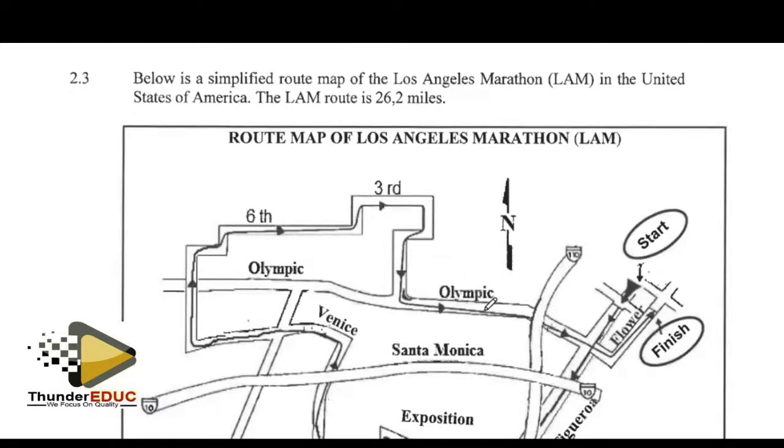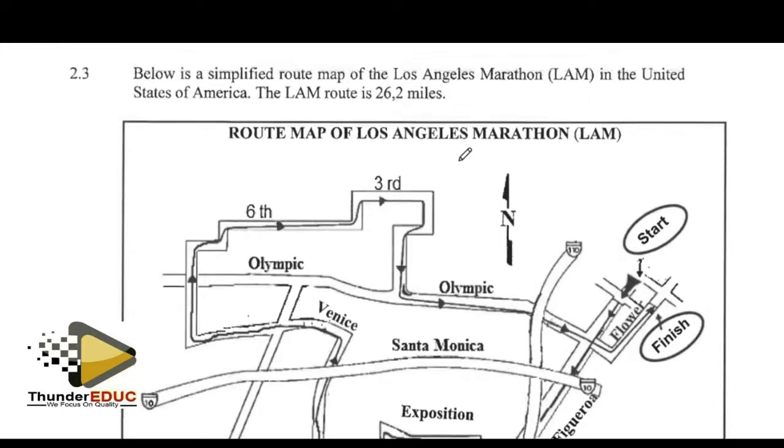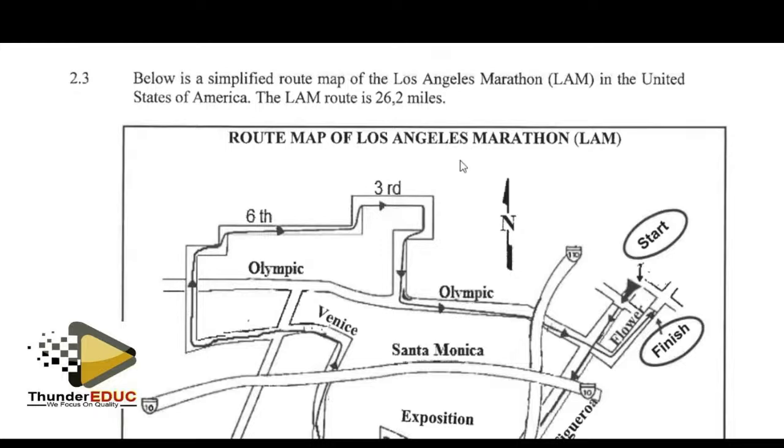2.3. Below is a simple route map of Los Angeles Marathon, LM, in the United States of America. LM, it's 26.2 miles. All right. By the way, the moment I heard of America, remember we have two systems of measurements, right? We have the metric and we have what we call the imperial.